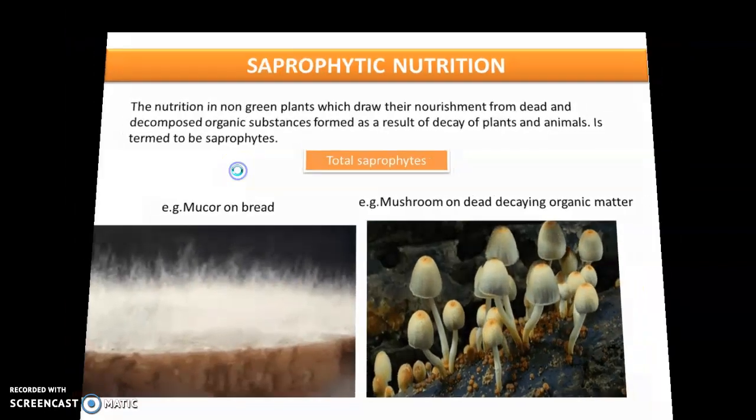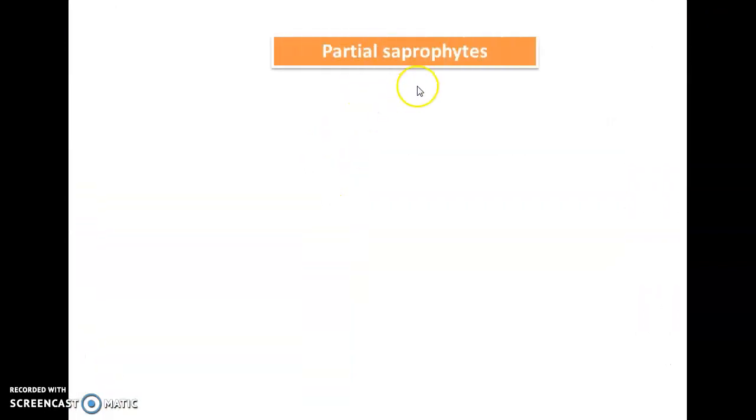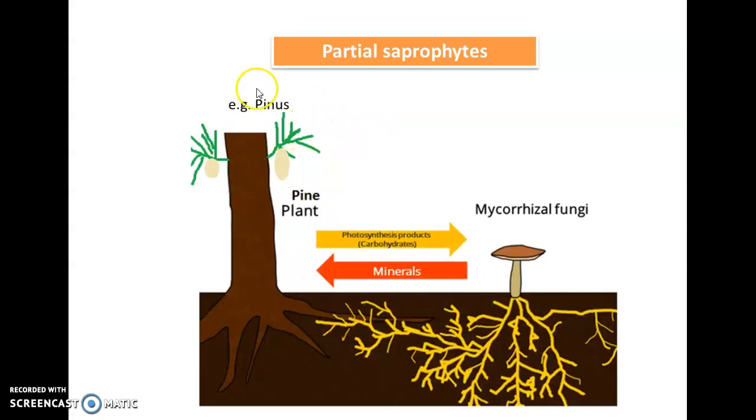Our next type is partial saprophytes. In this, the organism is partially dependent on dead decaying organic matter. For example, pinus. We know that pinus is an autotrophic plant, but it has a certain fungus that grows in its root, which absorbs organic nutrients and supplies them to the pinus. In return, the pinus tree provides carbohydrate, which is a product of photosynthesis.